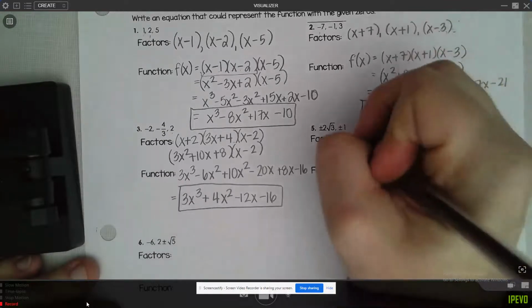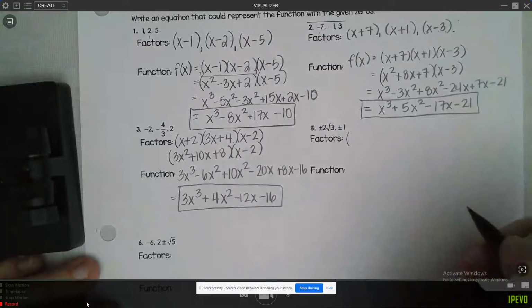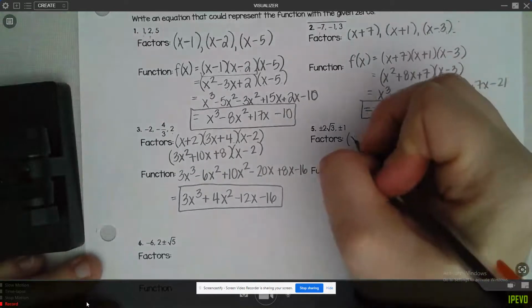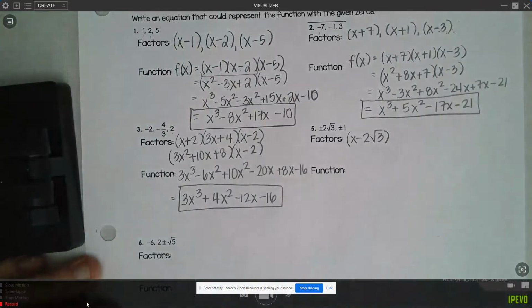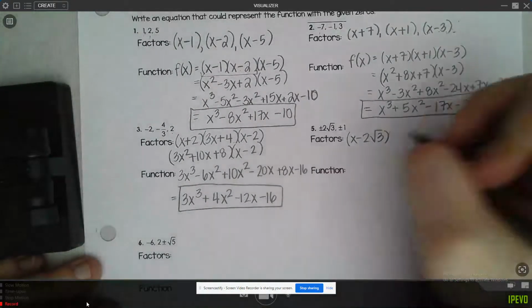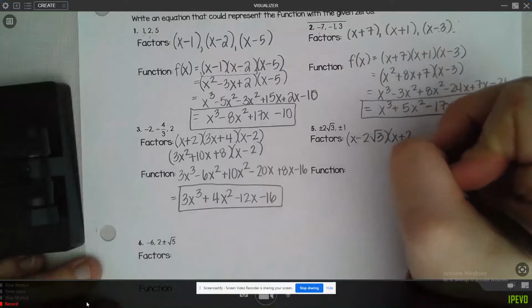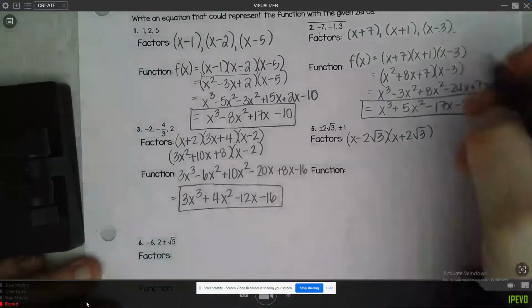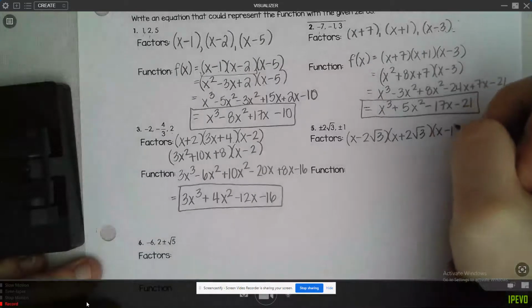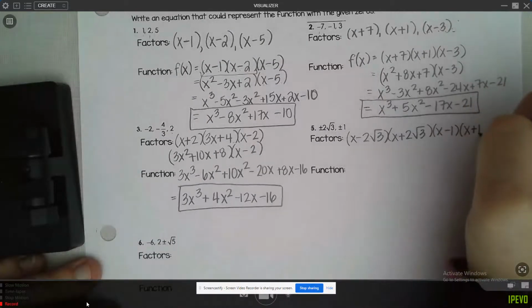So if I'm talking about the positive 2 radical 3, my factor would be x minus 2 radical 3, correct? If I have the negative 2 radical 3, this is x plus 2 radical 3. And then I have plus or minus 1. So that means I'm going to have x minus 1 and x plus 1.